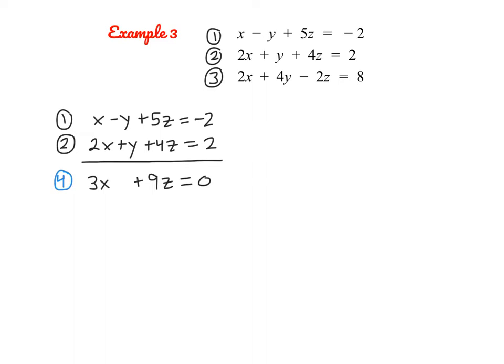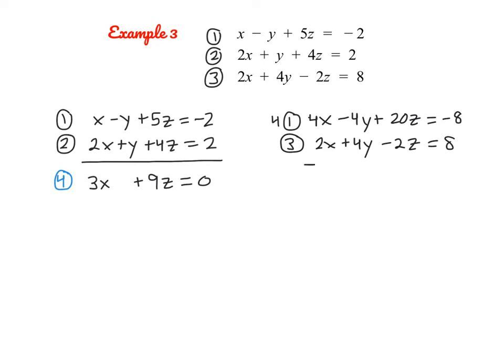Okay, so now we need to eliminate our y's again. We can do that by multiplying our first equation by 4, which will give us -4 here, and then adding it to equation 3. So we can do 4x minus 4y plus 20z equals -8, and then 2x plus 4y minus 2z equals 8. This leaves us with 6x plus 18z also equals 0. And we'll call this equation 5.